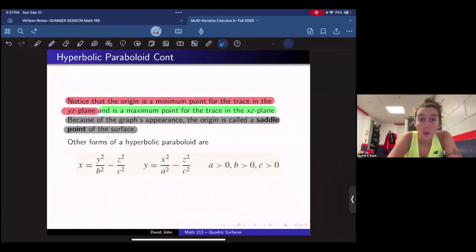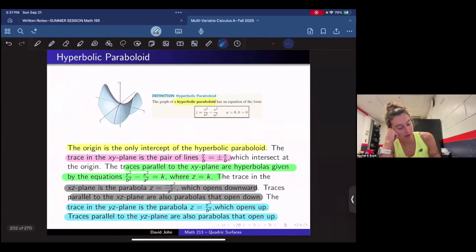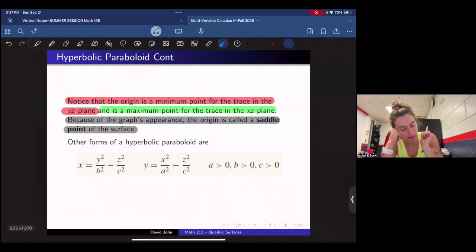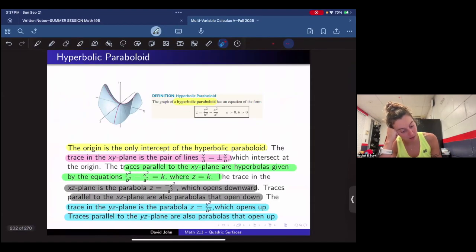We want to notice that the origin is the min point for the trace in the yz plane. This is our minimum, sort of like our saddle seat. And the max point for the trace in that xz plane. So notice how when we're looking at the xz plane, it's that maximum, which is kind of cool.